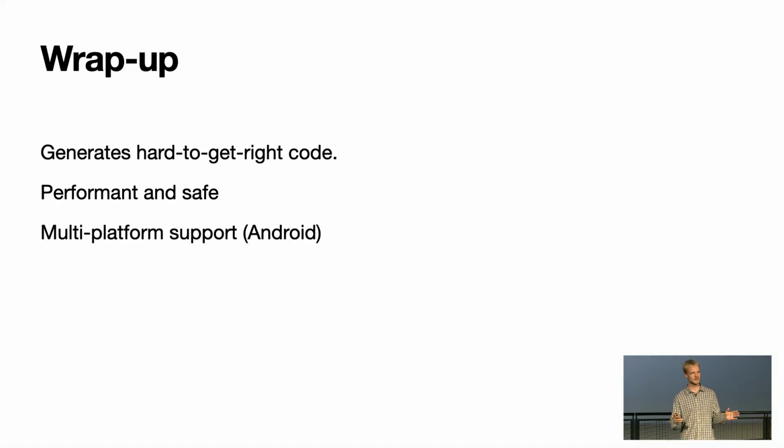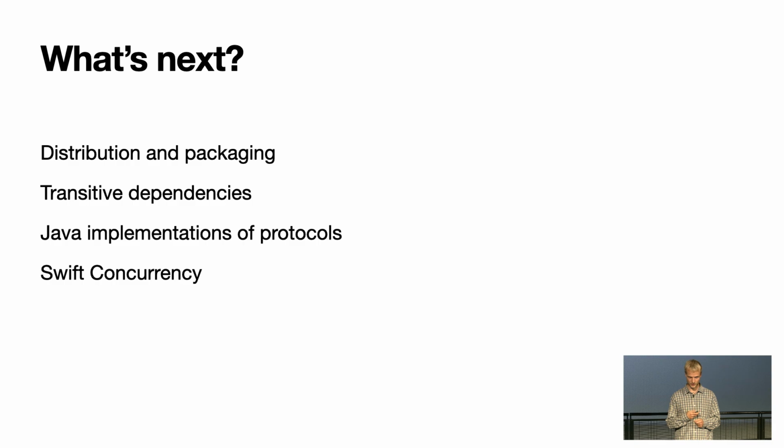So that was a lot of details about enums. I hope I just made the point across that this tool generates code that's a bit tricky to get right. The JNI is a source of many bugs. We are able to generate code that is both performant and safe. And with the new JNI mode, we've been able to add multi-platform support for Android with the new Android SDK as well. So what's next?